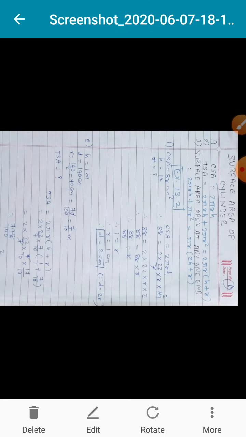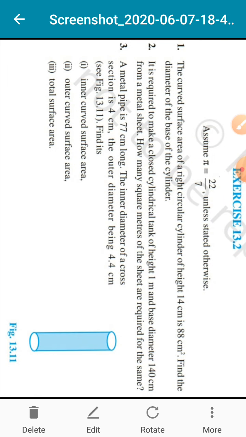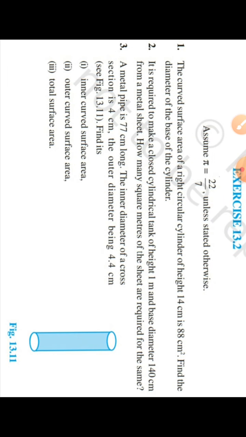Now we go again to the question. Look at the first one. The curved surface area of a right circular cylinder of height 14 is 88. Means we are given two measurements: one is height and the other is CSA. This is a quite reverse type of question. CSA is not asked, CSA is given and one measurement is missing, which is asked. Find the diameter of the base of the cylinder. Diameter of the cylinder or diameter of the base of the cylinder, both are the same.